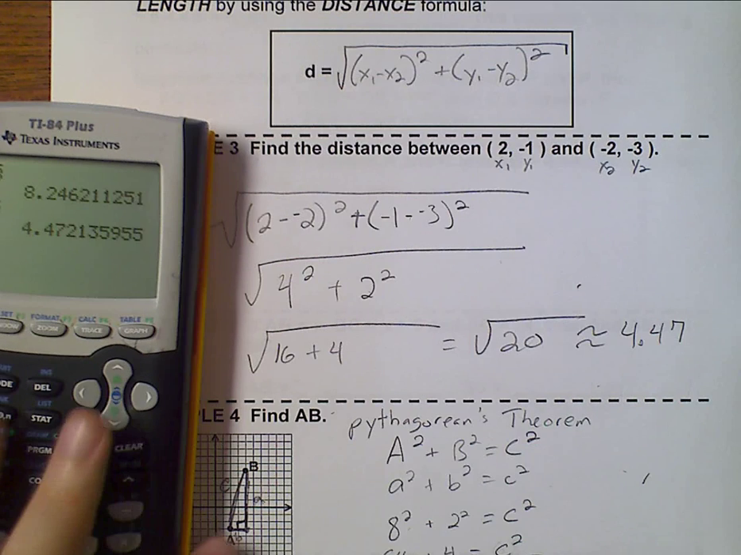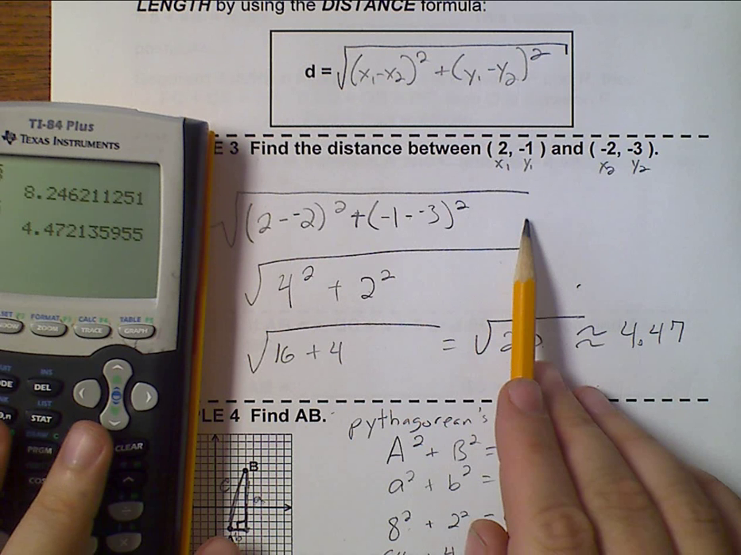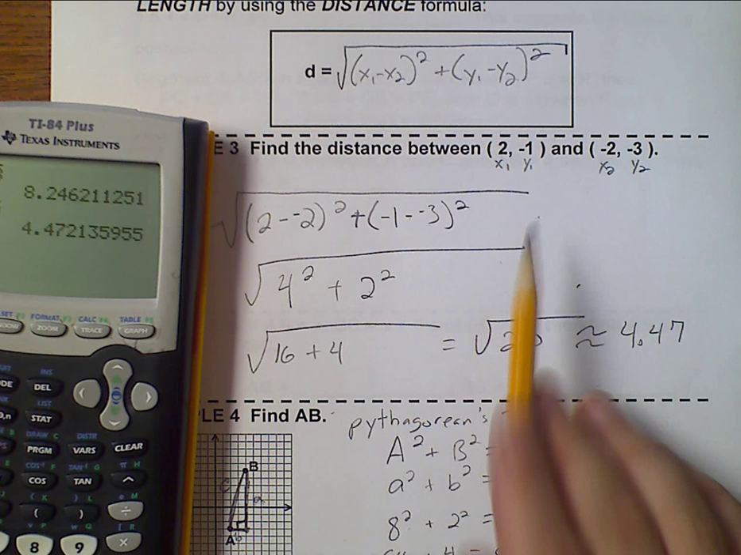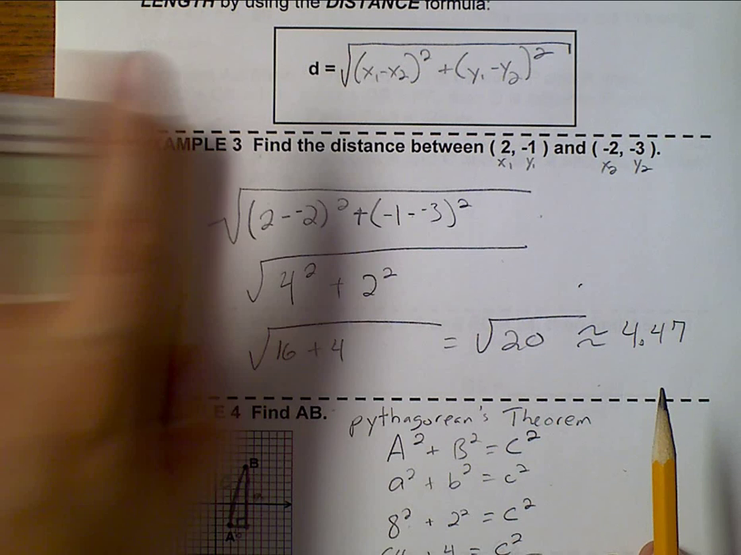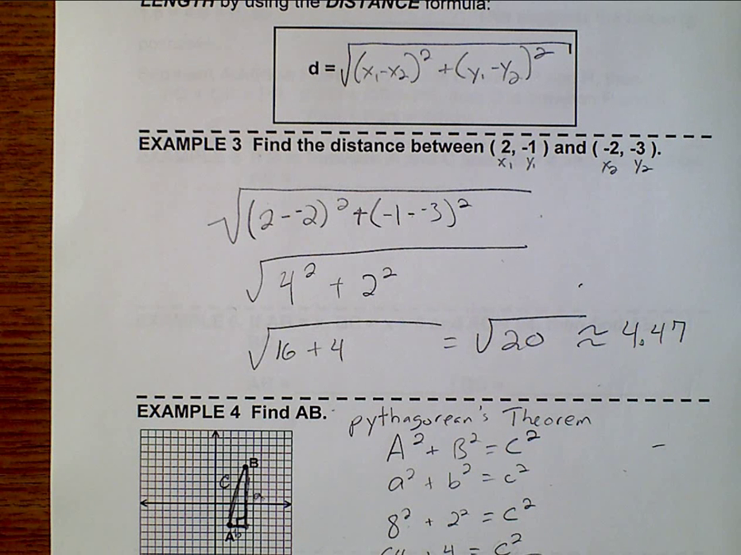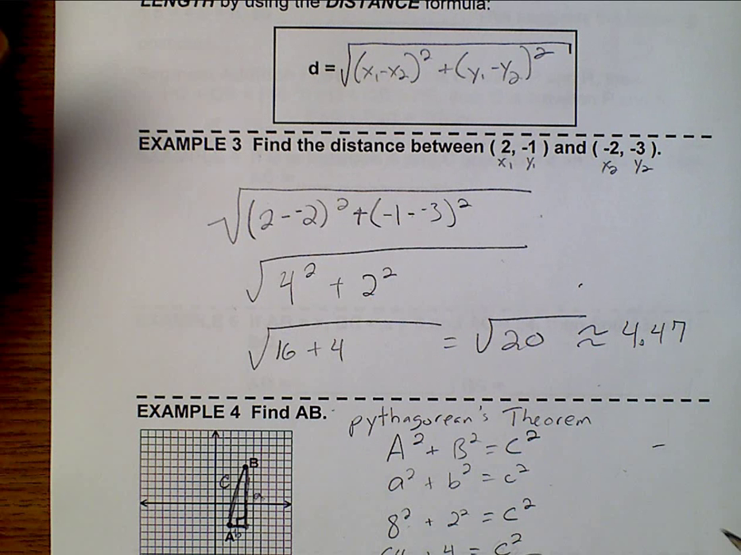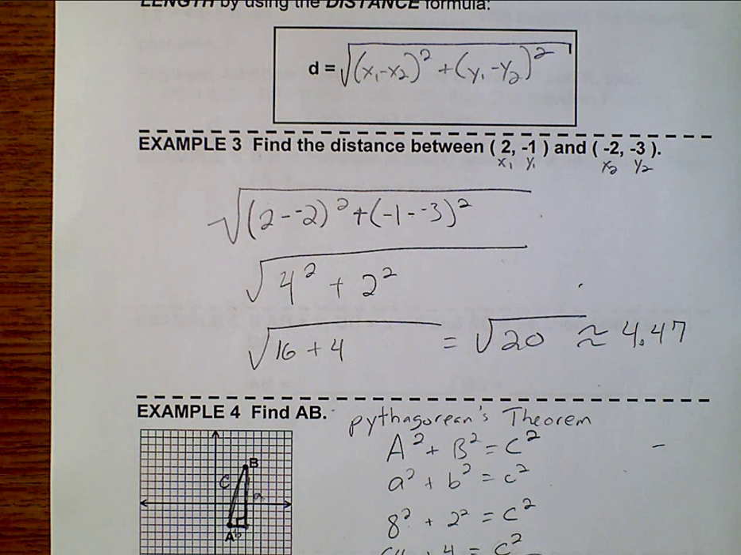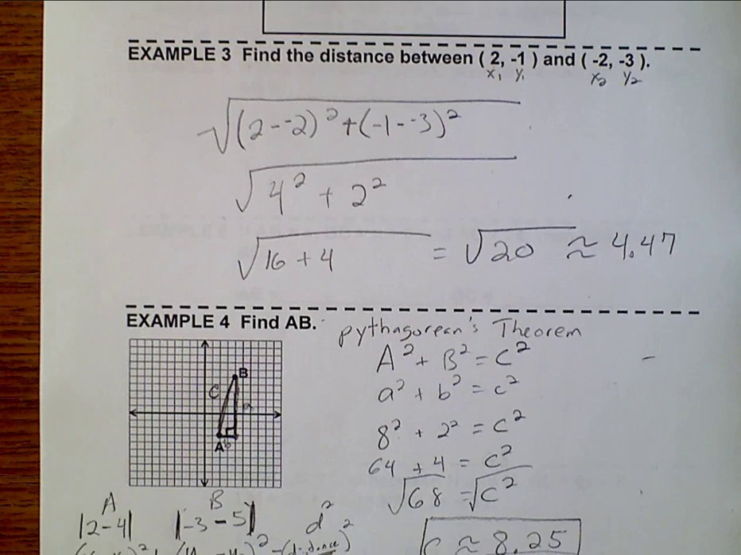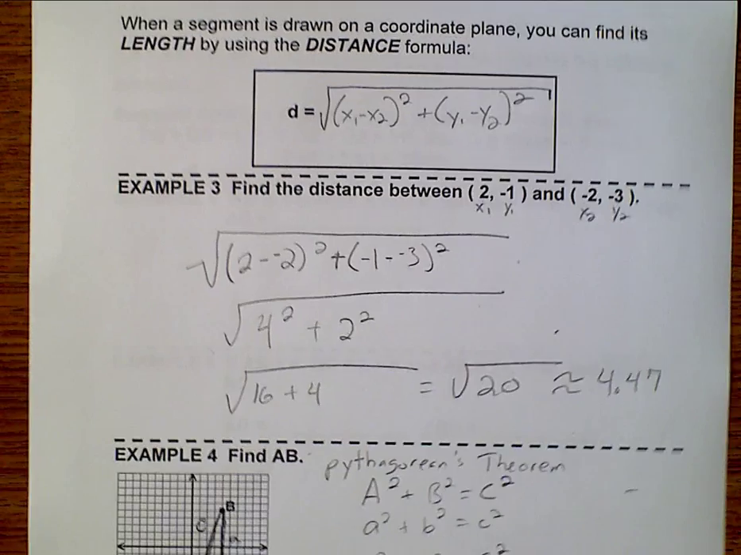Now, if you would like, you could put this whole thing into the calculator. Make sure you do it correctly, though, so that you don't mess up with parentheses, get negative signs wrong, and that your square root covers everything. So that's finding distance when we're given points. But now, let's go ahead and take a look at something else.